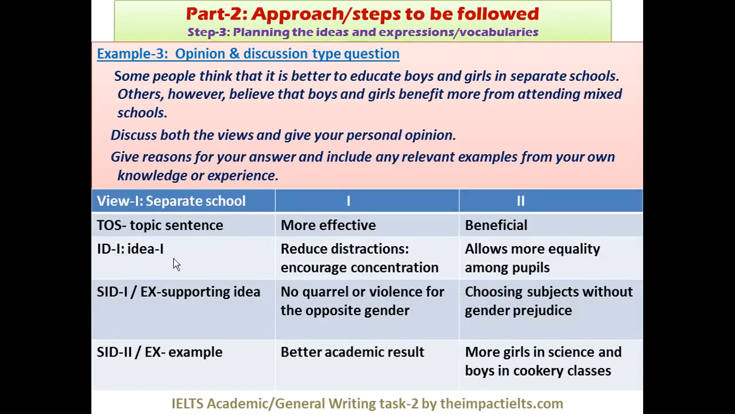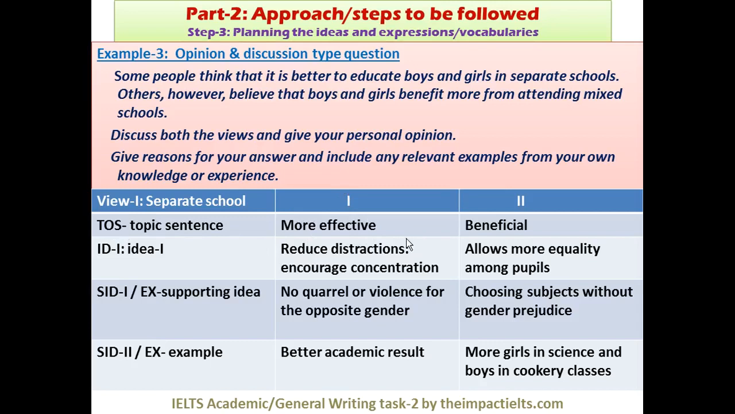So let's see here. We have got two ideas for the first part. Some people think that it's better to educate boys and girls in separate schools. So this is the first view. It's a topic sentence. I'm saying it is more effective.